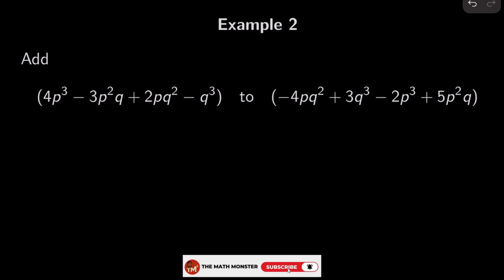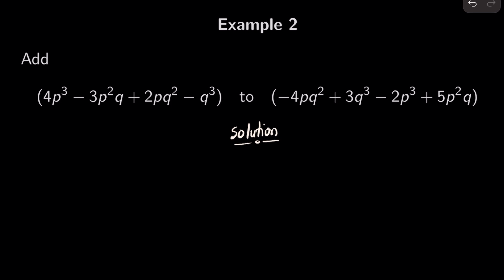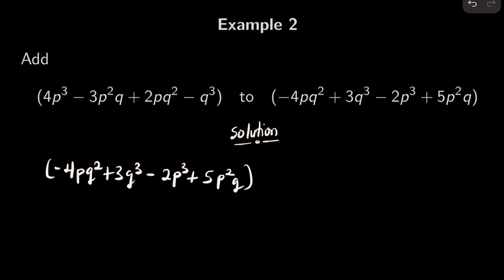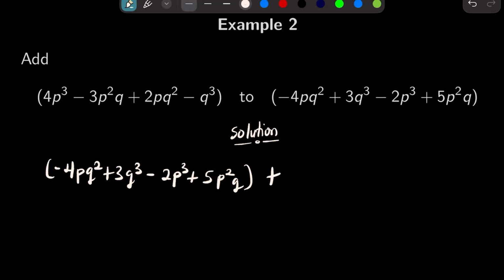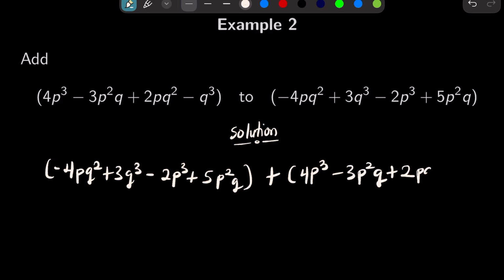Example 2. Add this expression to this expression, right? Solution. So here we have minus 4pq squared plus 3q cubed minus 2p cubed plus 5p squared q plus, so here we are supposed to add this to that, so that will come to the right hand side, right? So plus 4p cubed minus 3p squared q plus 2pq squared minus q cubed, right?